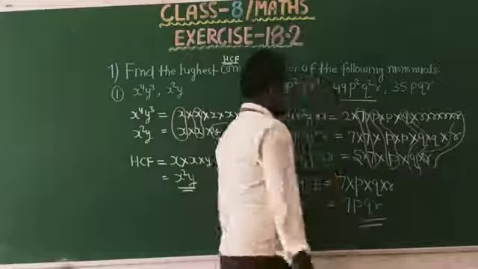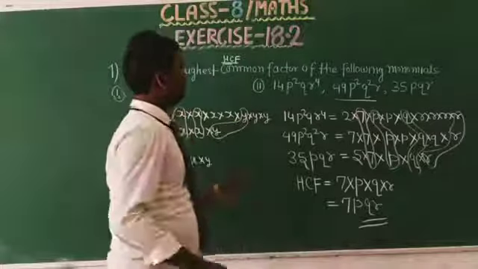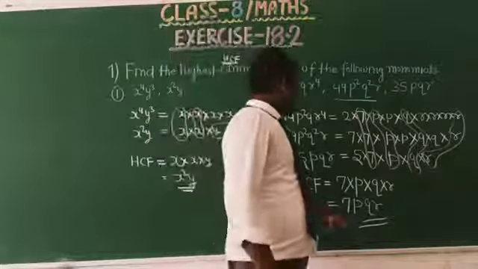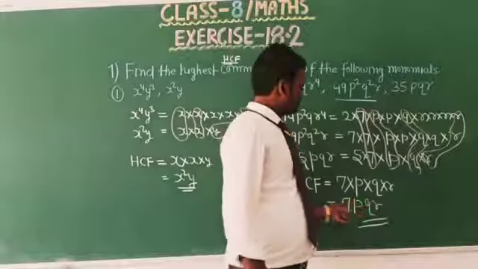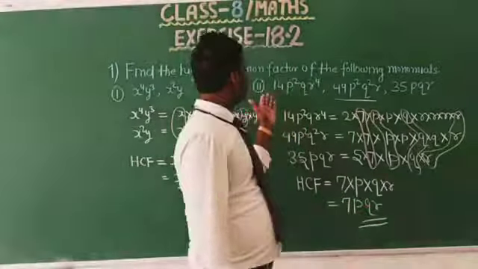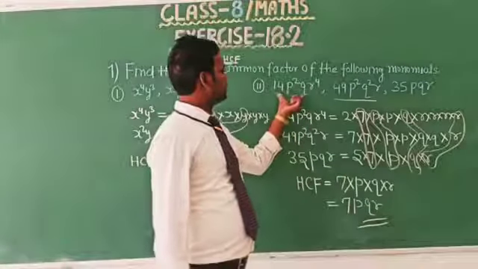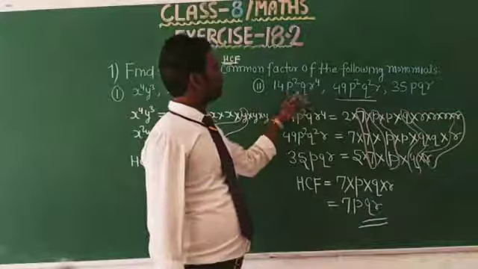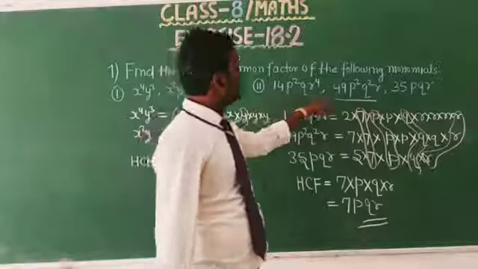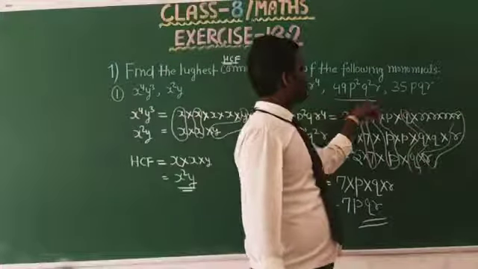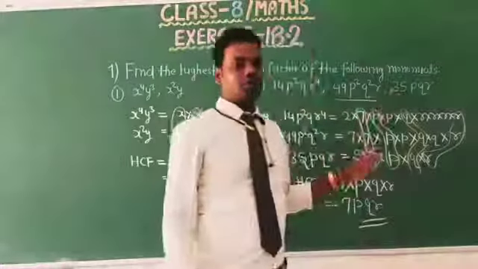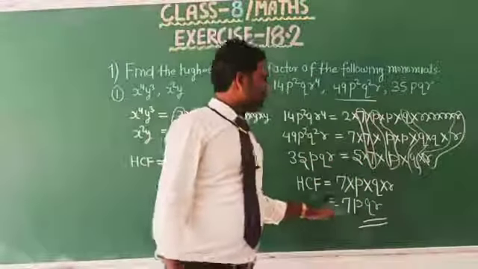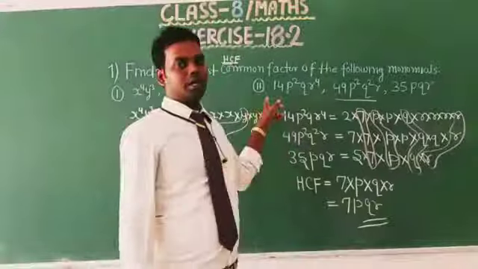So this is the highest common factor, 7pqr, of the given expressions 14p square q r to the power 4, 49p square q square r, and 35pqr. So this is the answer of the second part.